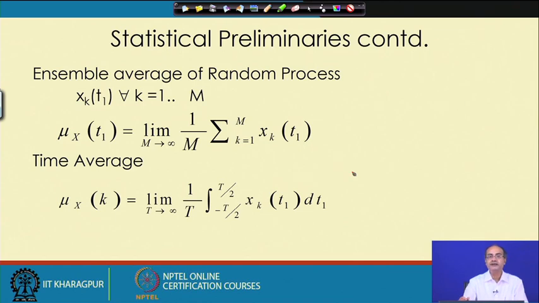Now, these two things may be the same, or may not be the same; both can occur. If both the averages give the same output, we call that an ergodic process. That is a special property, and in all cases we cannot guarantee that the signal would be ergodic.